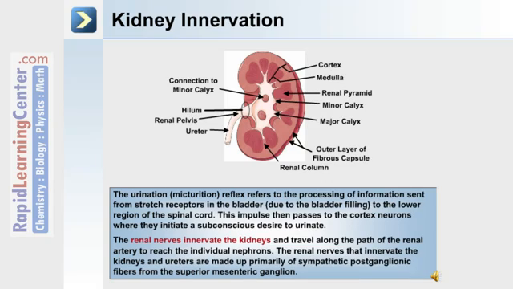The renal nerves innervate the kidneys and travel along the path of the renal artery to reach the individual nephrons. The renal nerves that innervate the kidneys and ureters are made up primarily of sympathetic postganglionic fibers from the superior mesenteric ganglion.